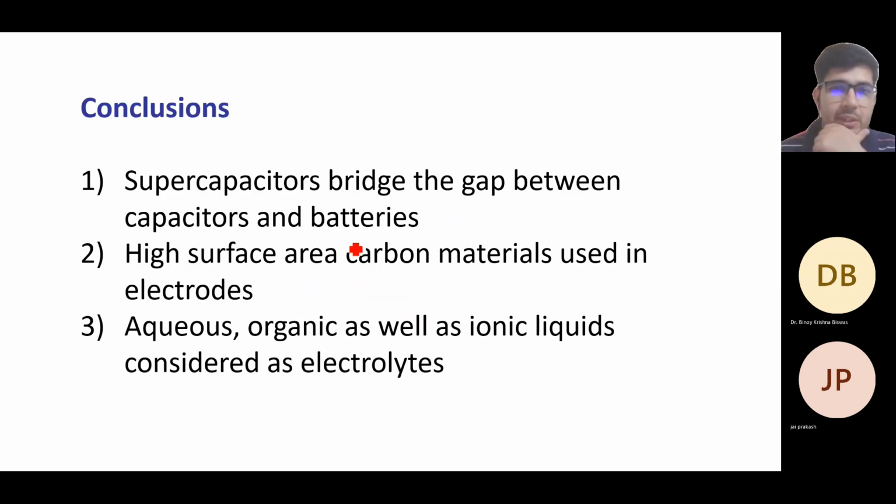So basically, supercapacitors bridge the gap between capacitors and batteries, as we recall from the specific energy and power diagram. High surface area carbon materials are used in electrodes, because we are using particles instead of a complete electrode in supercapacitors. Aqueous, organic, and ionic liquids can be used as electrolytes. So these were about the supercapacitors.